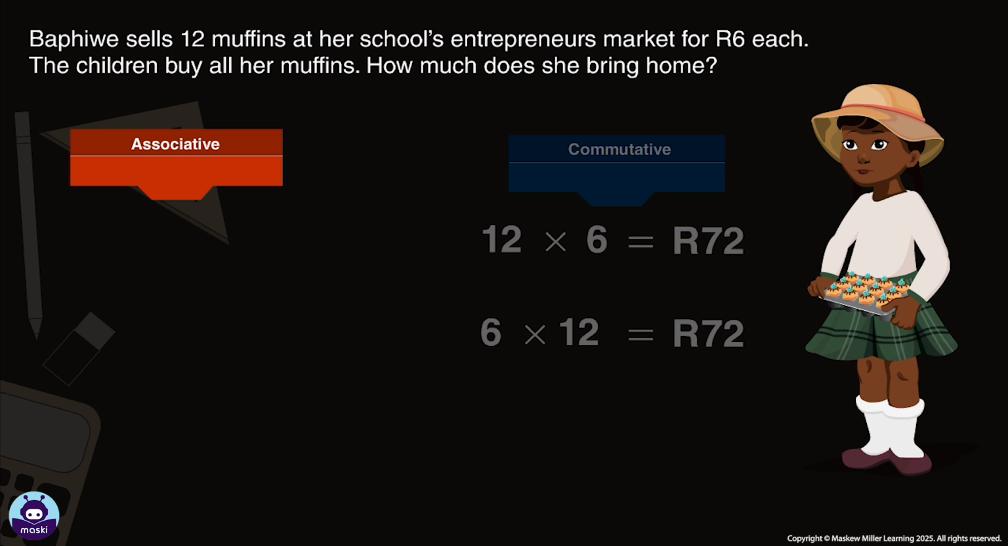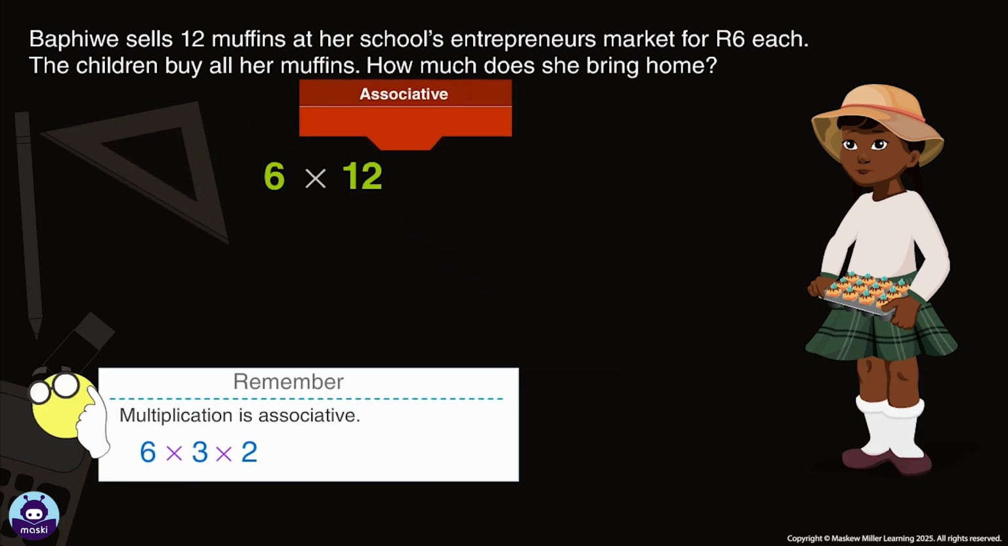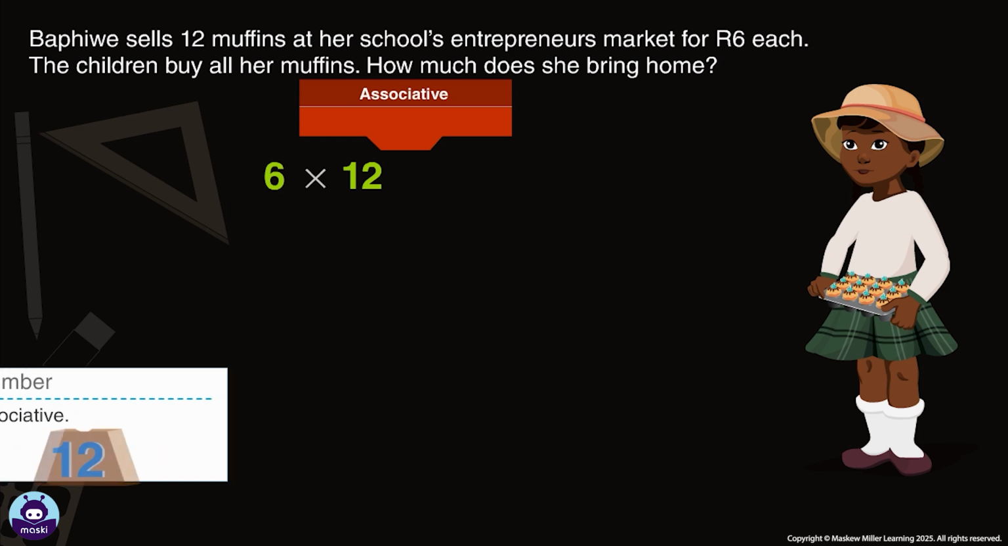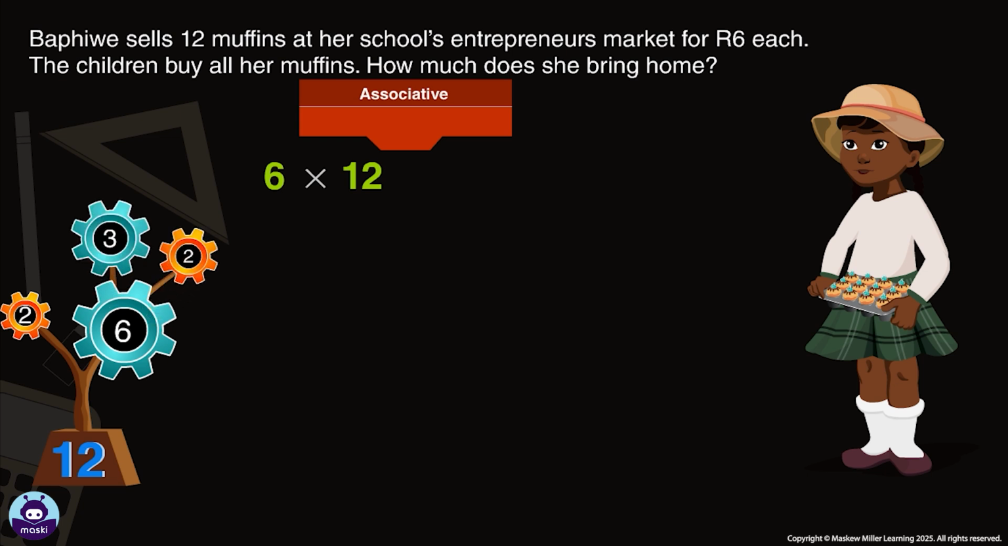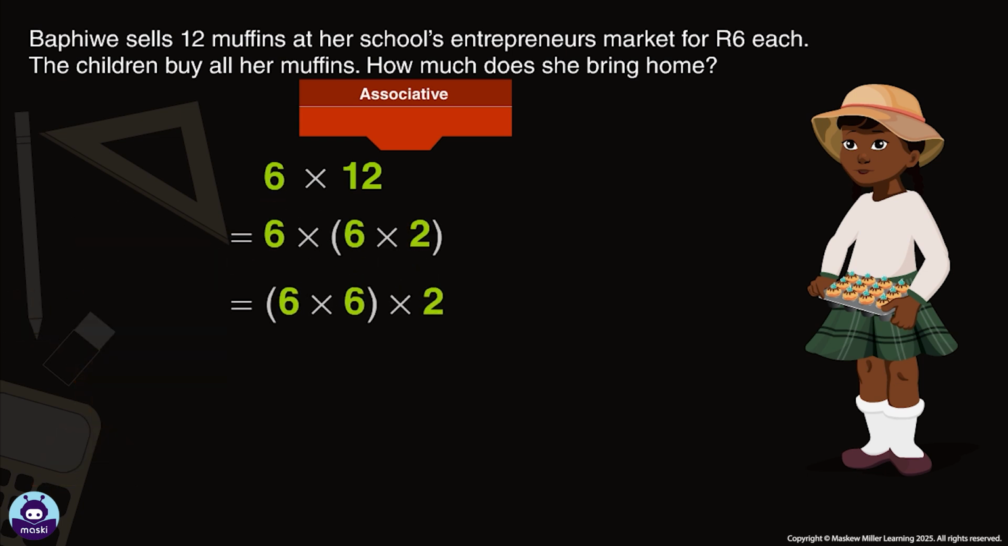Associative property: multiplying 12 by 6 or 6 by 12 may be a bit difficult. Remember that multiplication is associative. This means that when multiplying numbers, changing the way you group them does not affect the answer. Find 2 factor pairs of 12. Then change the grouping of the numbers in the number sentence to make it easier to calculate. Calculate what is inside the brackets first. 6 times 12 equals 72 rand.